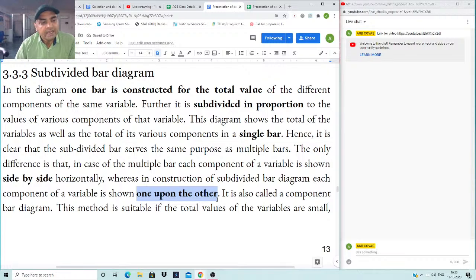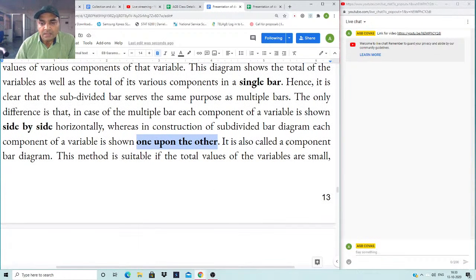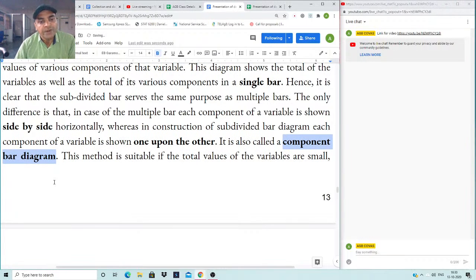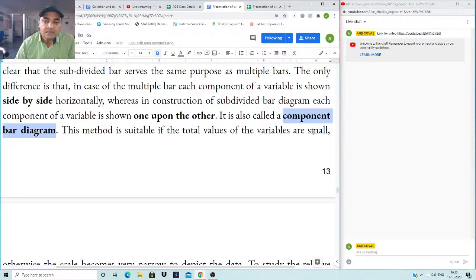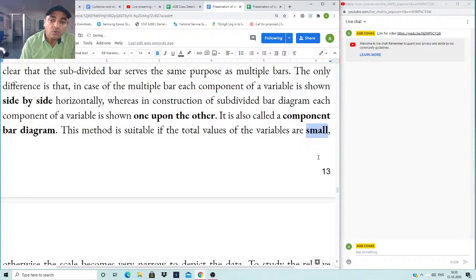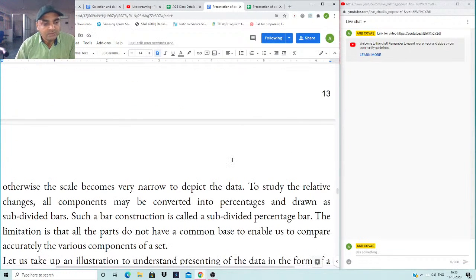It is also called a component bar diagram. The other name of the subdivided bar diagram is the component bar diagram. And this method is suitable if the total values of the variable are small. One of the requirements is that the total value should be small. If it is high, the length of the bar becomes very high, and the scale becomes very low.